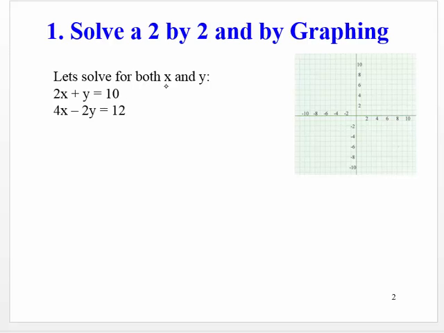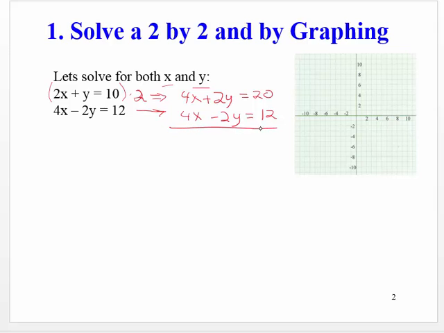Let's solve for both x and y in these 2 equations. How do we do that? Well, it's basically by elimination. I can multiply this one times 2, and that goes to 4x plus 2y is equal to 20. And this one, I do nothing to. 4x minus 2y is equal to 12.